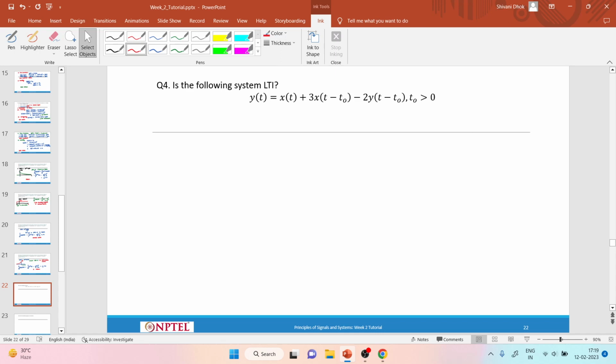So here I am having a system whose input output relationship is given as y of t equal to x of t plus 3x of t minus t naught minus 2 times y of t minus t naught. Now this y of t minus t naught, that is some past value of output, is fed back as an input to the system, and therefore this is an example of a feedback system.